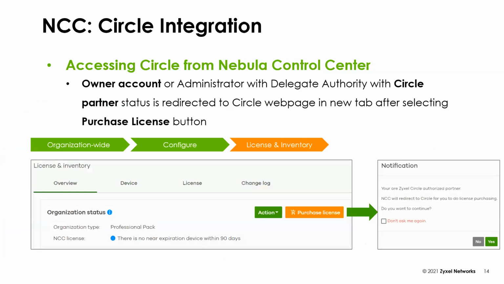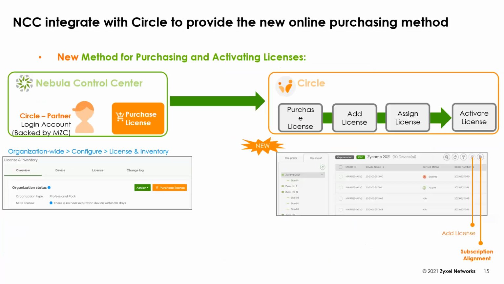So with Zyxel integration, you simply go into Nebula here. And you just go to the license and inventory page. And on overview, you've got a nice button here which says purchase licenses. So this will take you over into Zyxel to do those purchases. As you can see here, we've got two options for you. We've got the ability to simply buy a license by itself. And we've added another feature here called subscription alignment.